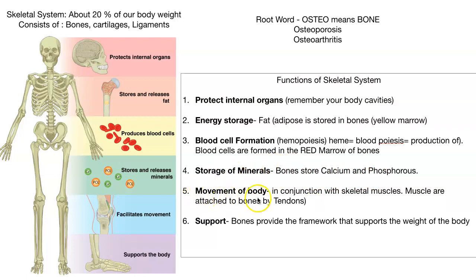Number five, movement of the body. Well, the skeletal system by itself is not moving our body, but the skeletal muscles that are attached to our bones, it's those muscles that are going to be contracting and moving the bones. So it is those bones that are moving when the muscles contract. Remember, muscles attach to bones by tendons.